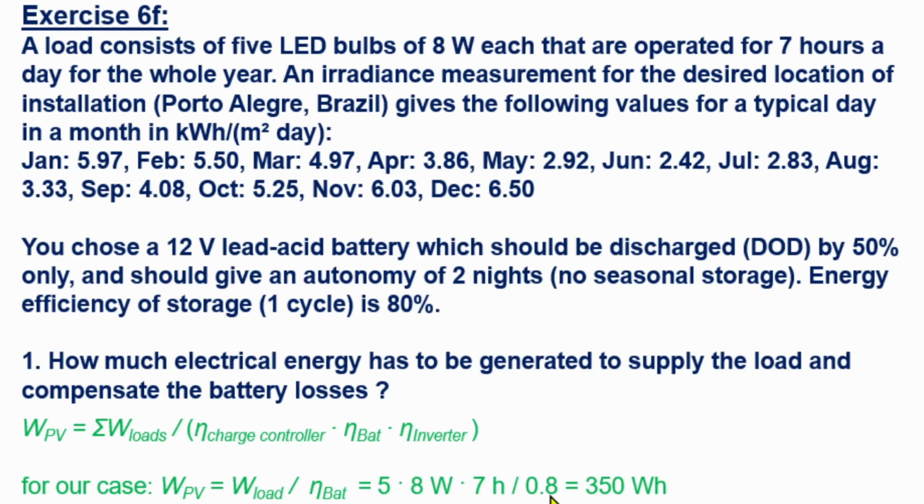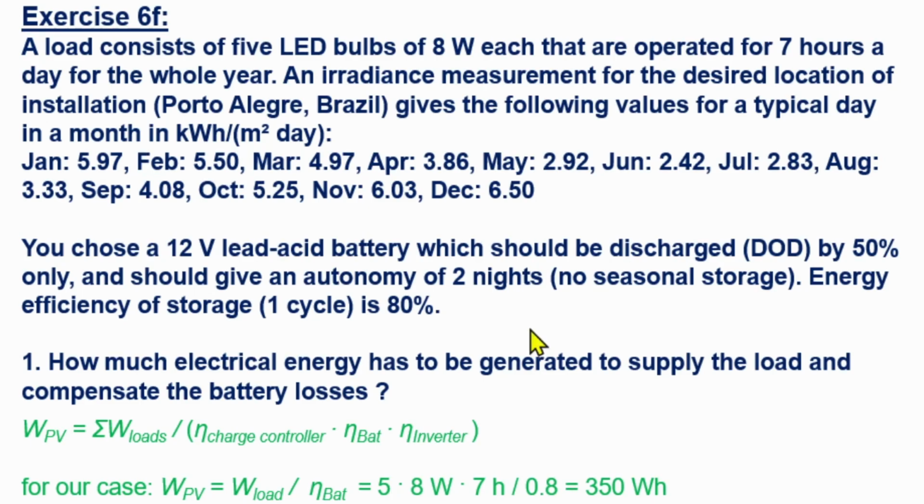We have to store the whole energy because usually you don't use lights during daytime, only during nighttime. And so the battery has to store the full amount of energy to be generated during daytime and supplied at nighttime. So you have to consider the efficiency of the battery for the whole system or for the whole time. Then you end up at energy to be generated of 350 watt hours or 0.35 kilowatt hours.